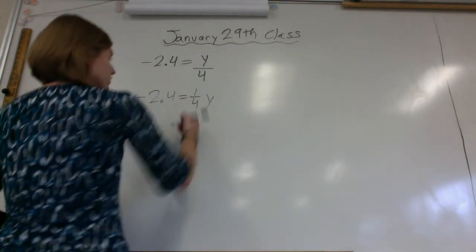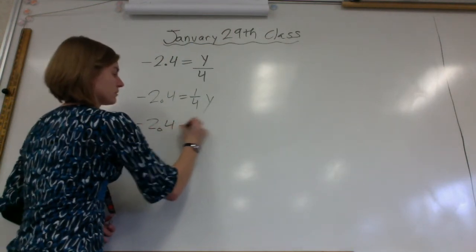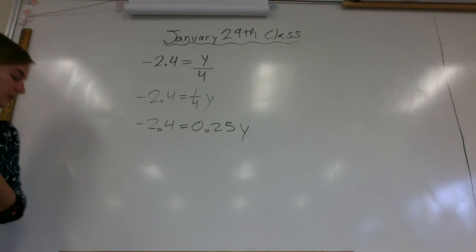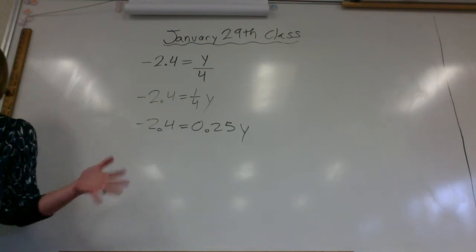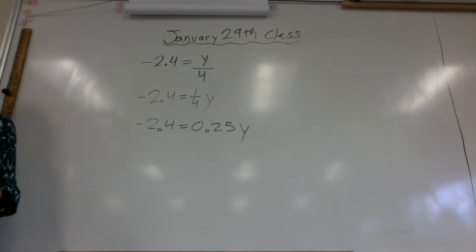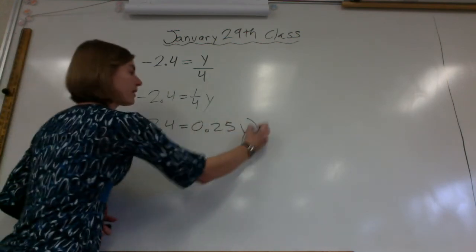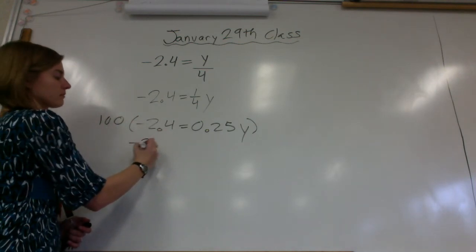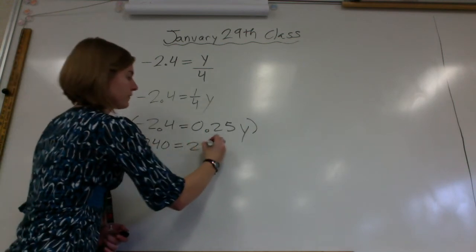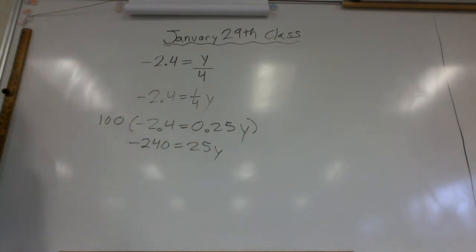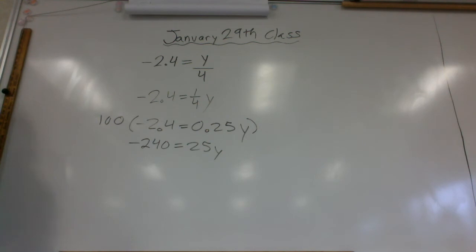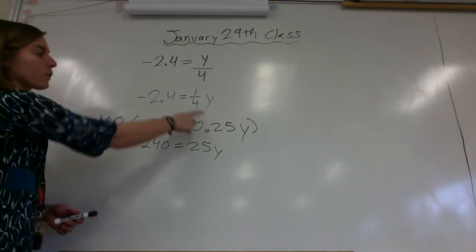So, if I change this into a decimal, I get to there. Now, what might I want to multiply them by so I end up with nice numbers? By 100. So, if I multiply everything by 100, then we get negative 240 equals 25y? Because we're all better at dividing whole numbers than fractions and decimals. Dan? Why is it 0.25y? Because we changed it from 1/4 to 0.25.